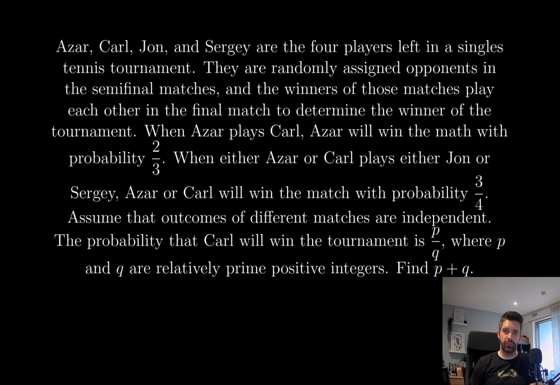When Azar plays Carl, Azar will win the match with probability 2/3. When either Azar or Carl plays either John or Sergey, Azar or Carl will win the match with probability 3/4. Assume that outcomes of different matches are independent. The probability that Carl will win the tournament is P over Q, where P and Q are relatively prime positive integers. Find P plus Q.